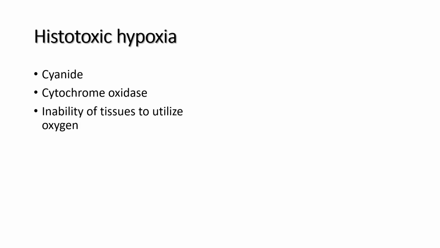In histotoxic hypoxia, there is inability of the tissue to use oxygen. It mainly occurs in cyanide poisoning. In cyanide poisoning, the cytochrome oxidase level is completely decreased. So this affects the utilization of oxygen by the tissue. It produces histotoxic hypoxia, the inability of the tissue to utilize oxygen.